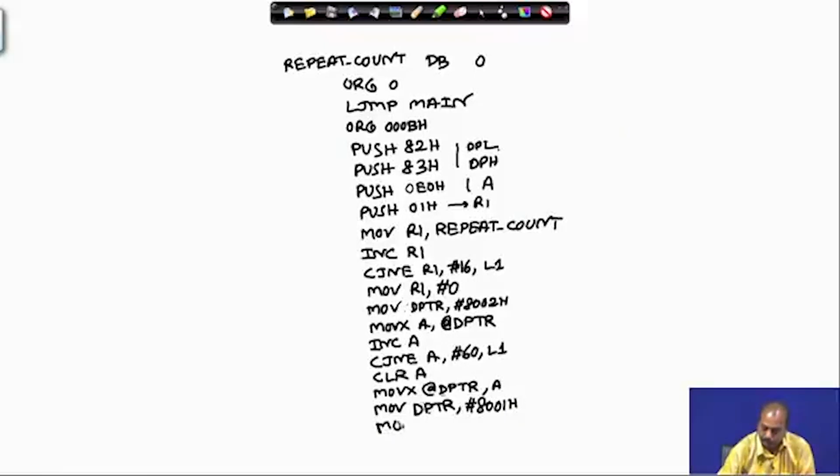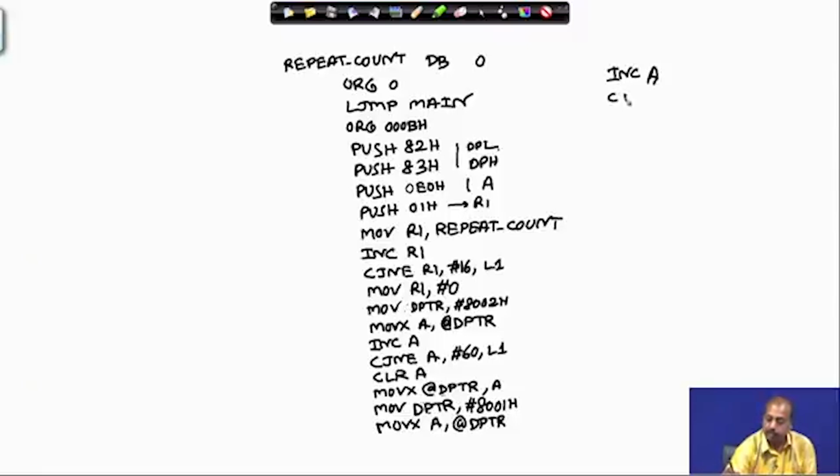So, now if I do a MOVX A, @DPTR, I will get the minute part into the accumulator. Since the second value has reached 60, I need to increment the minute part, so the accumulator is incremented. Now, again I need to check whether this value has become 60 or not. If it has become 60, then the hour value has to be updated, otherwise this is fine.